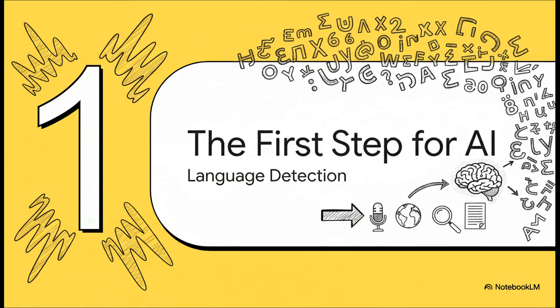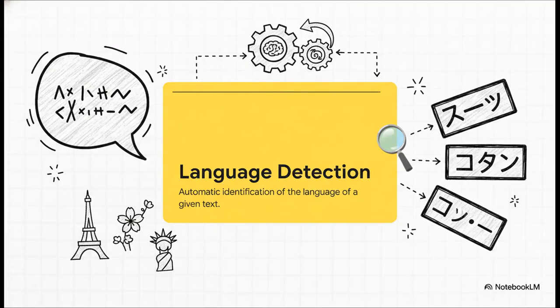So let's take a closer look at what it actually is. The definition is surprisingly simple. Language detection is just the process of automatically figuring out what language a piece of text is written in. That's it. The input is any text you can imagine, a sentence, a tweet, a whole article, and the output is just a simple label like French, Japanese, or English.